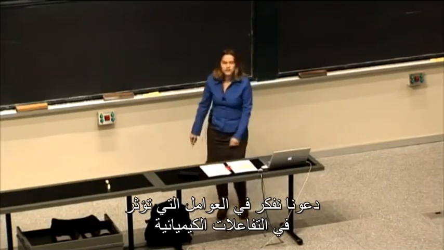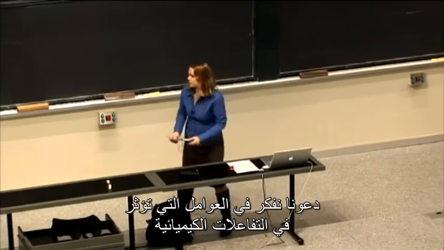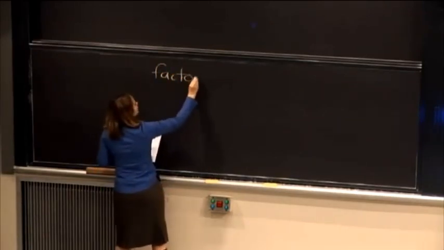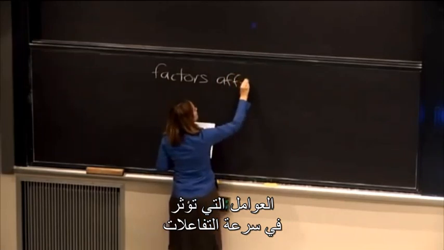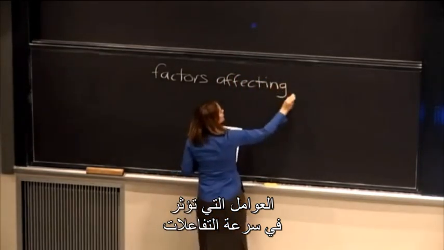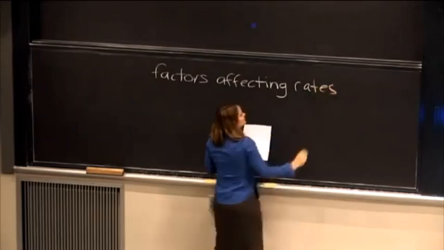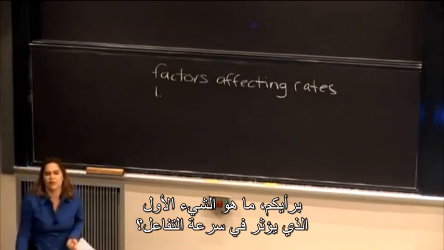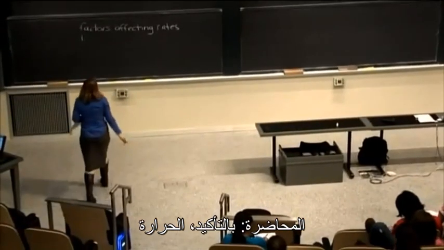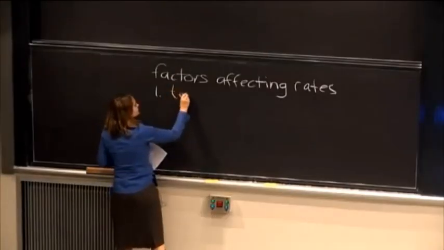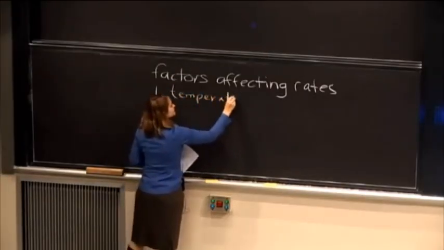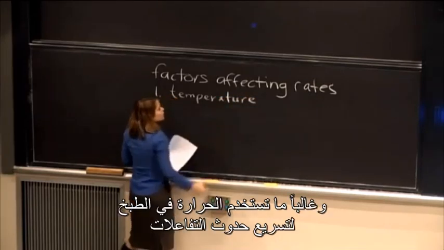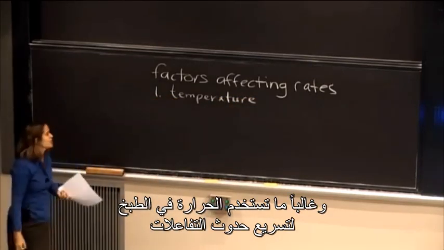So let's think about what are some factors that would affect rates of reactions. So let's write down, and you can think about what are some factors affecting rates. What's one thing people can think of that might affect the rate of a reaction? Temperature. Definitely. And this is used quite often in cooking to get things to occur.